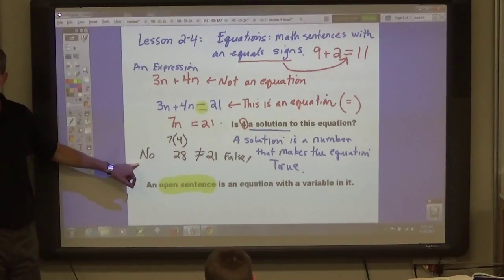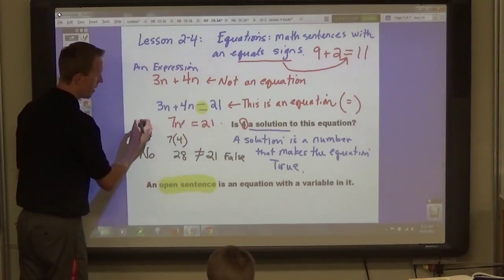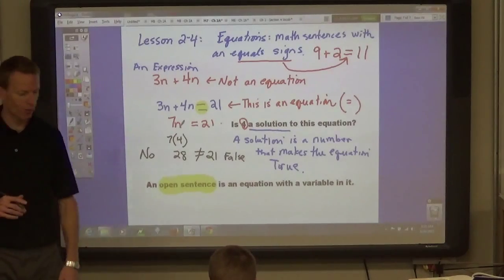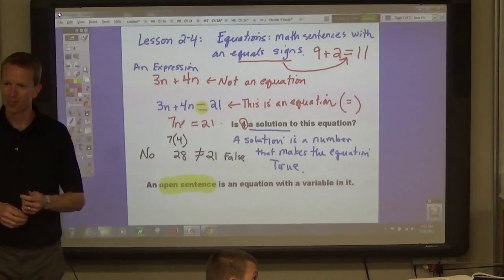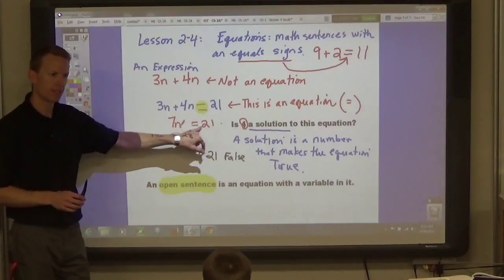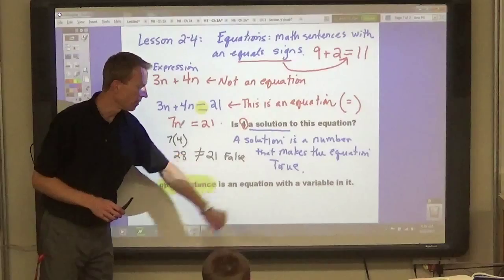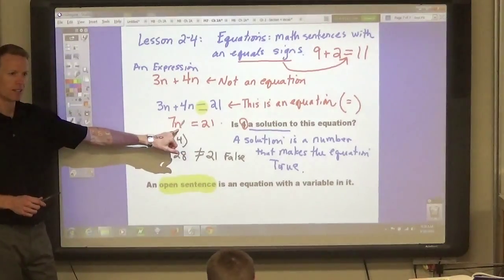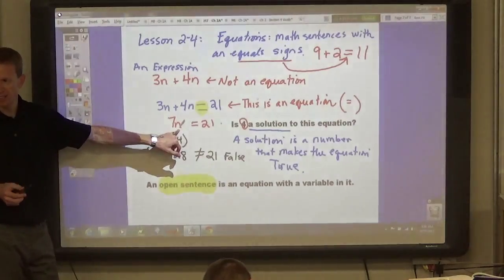What is the solution? 3. Yep. N equals 3. So if it said, is 3 the solution, then you would write, yes, 3 is the solution. Does that make sense, everybody? This is called an open sentence, because it has a variable in it. It has the n in it. If it has any variable in it, then it's called an open sentence.